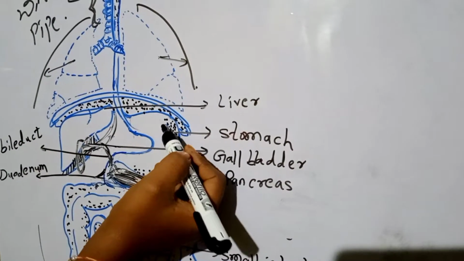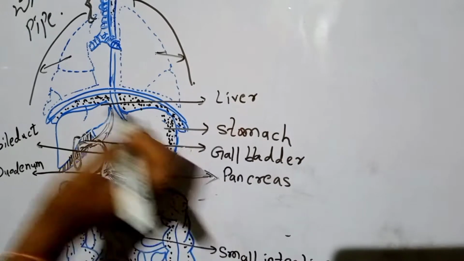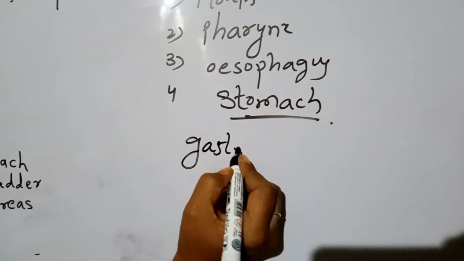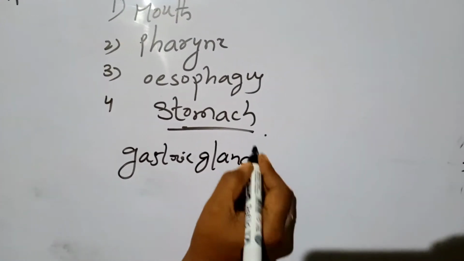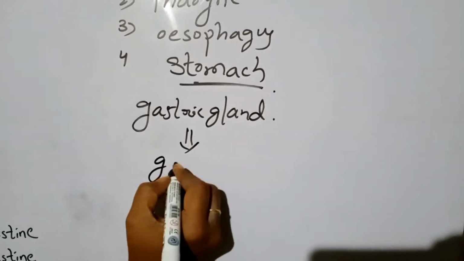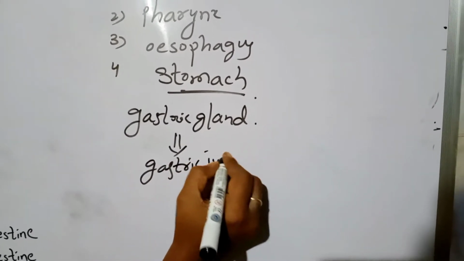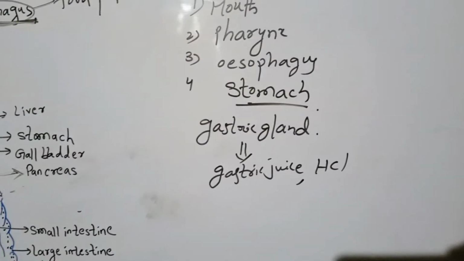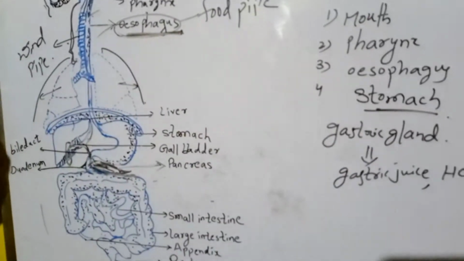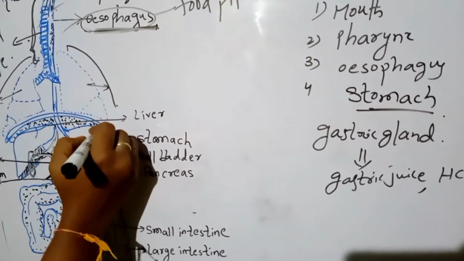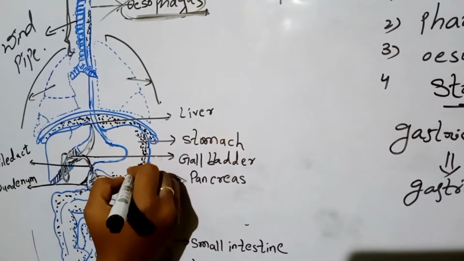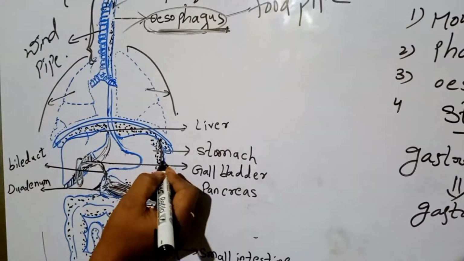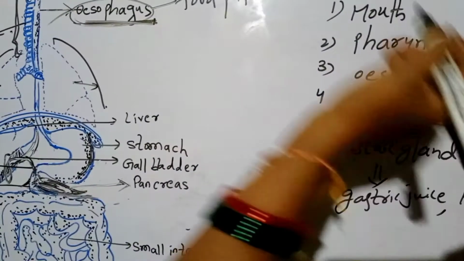And in the stomach, food gets churned with gastric juice and HCl. So gastric glands are present in the stomach. These secrete gastric juice. HCl is harmful to our body. How will the stomach protect itself from that HCl? The stomach contains a mucus layer. This mucus layer protects the stomach from HCl.